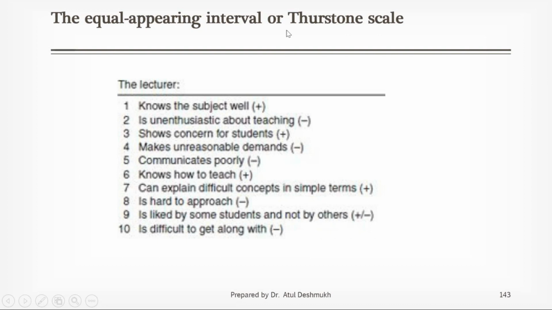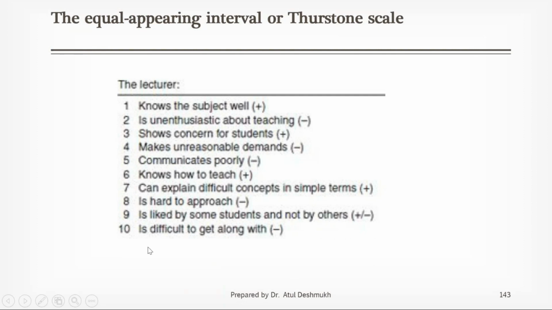Like here we have 10 statements. What is the objective? The university wants to assess the teaching capability of a lecturer in research methodology. Now, what is expected, or what is the hypothesis, or what is the objective? The objective is to assess the teaching capability. The objective is to assess the knowledge of that particular person.